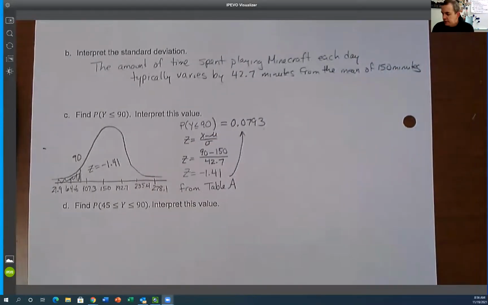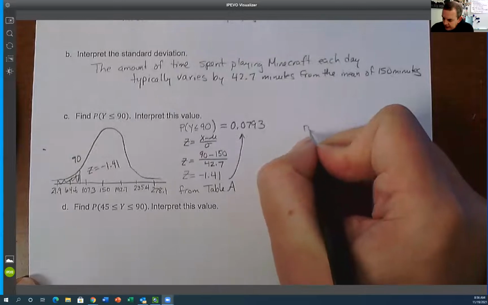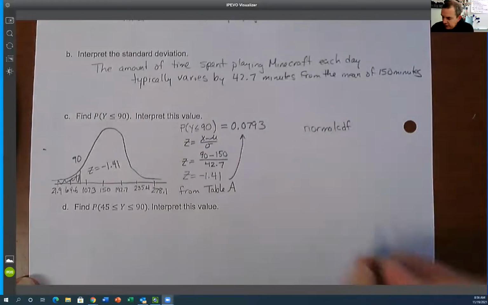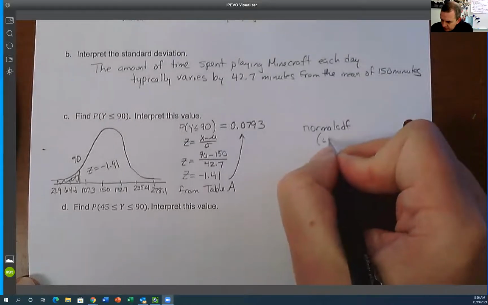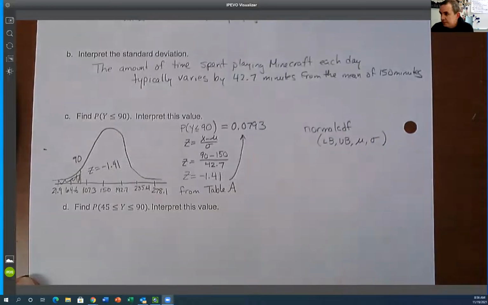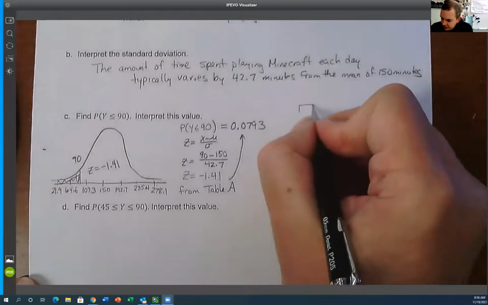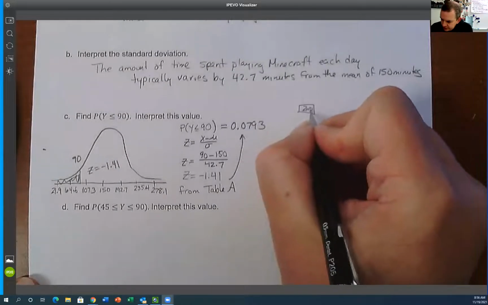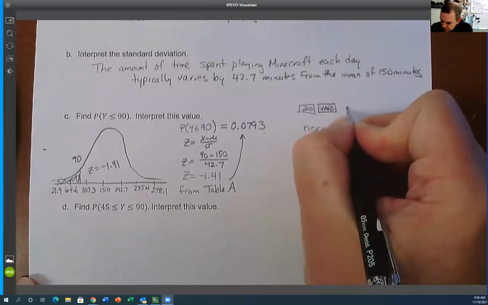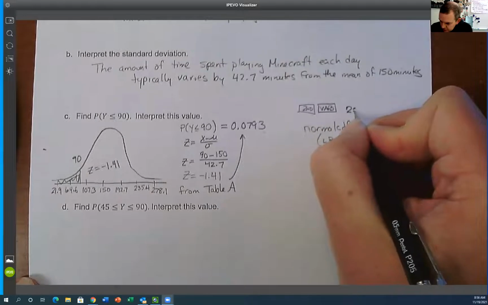Now, the other way you can do it is with your calculator using normalcdf. The arguments in normalcdf are lower bound, upper bound, mean, and standard deviation. And it is in your calculator where you do second, vars, 2, which is normalcdf.